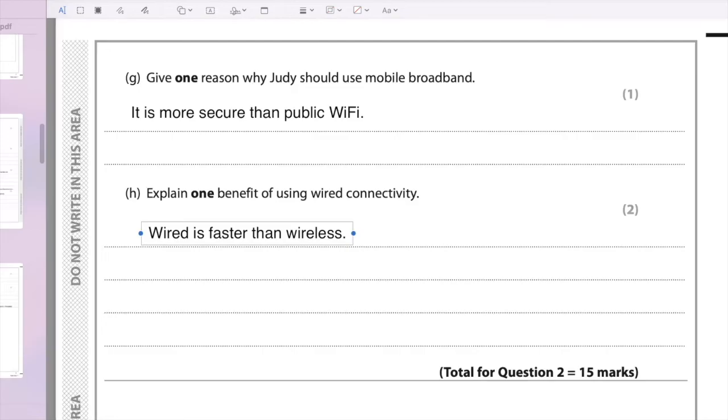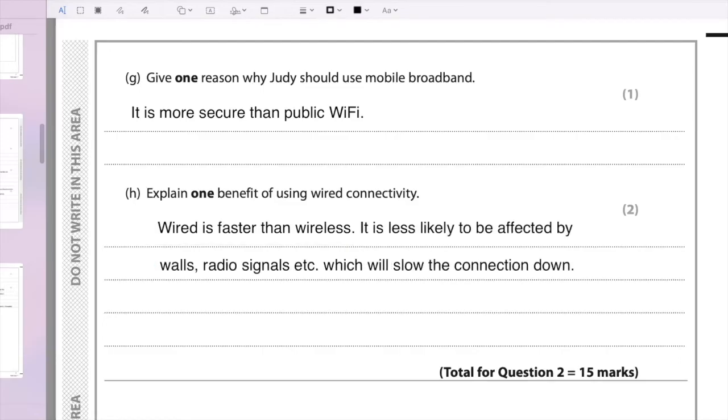It's going to be more direct. It's going to be more secure. So I'm just going to go with the faster thing. Wired is faster than wireless. So my answer, to complete question 2, is wired is faster than wireless. It is less likely to be affected by walls, radio signals, etc., which will slow the connection down. And that completes question 2.